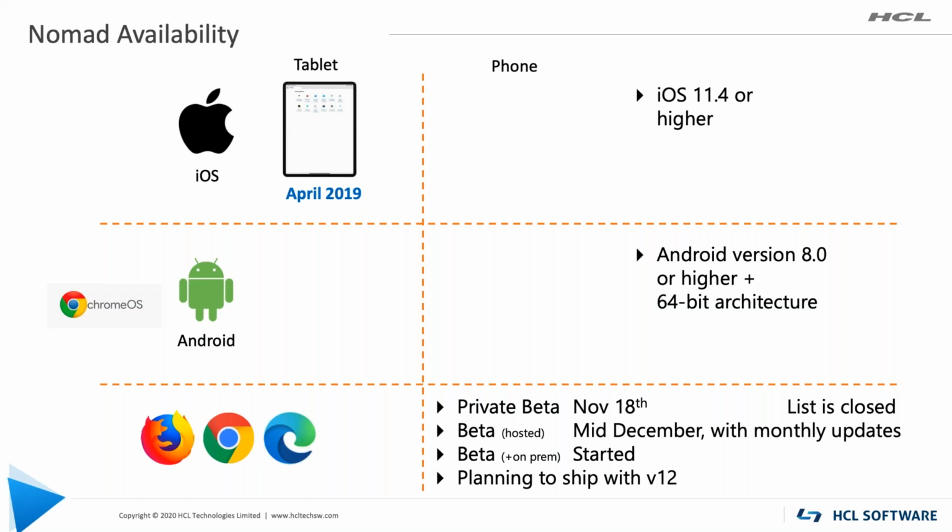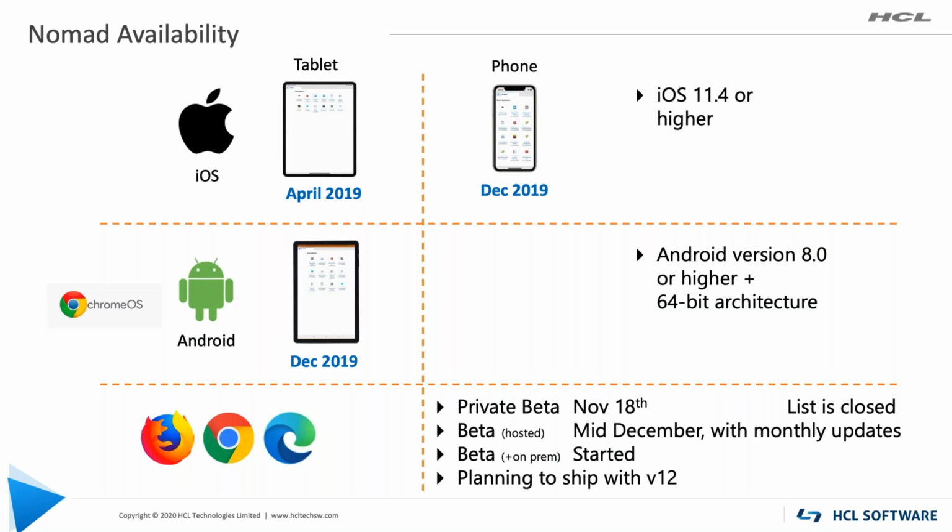Talking about Nomad availability, we first started our journey on iOS by cross-compiling the source code from our Node source code to HCL Nomad back in April 2019. That went live as a tablet-based version on iOS. We continued this journey in December 2019 on Android. The Android tablets continued. And in the same month, we released the smartphone version of Nomad on the iOS platform. And last but not least, we completed our journey with also supporting Android and Chrome OS phones. The journey of Nomad is going to continue.